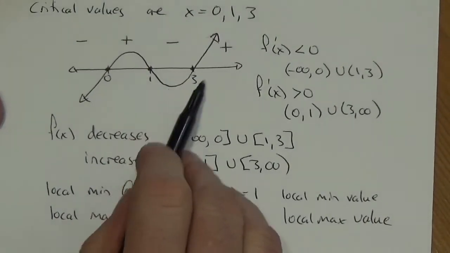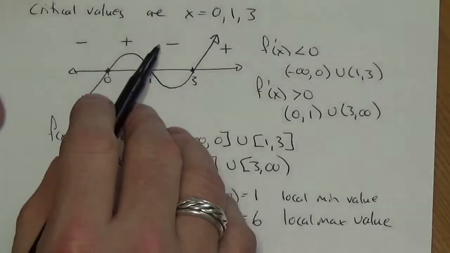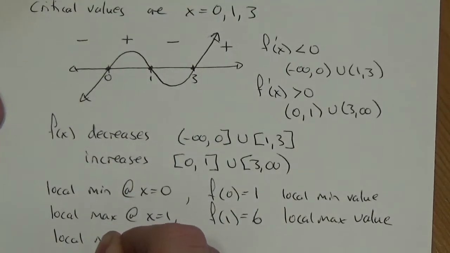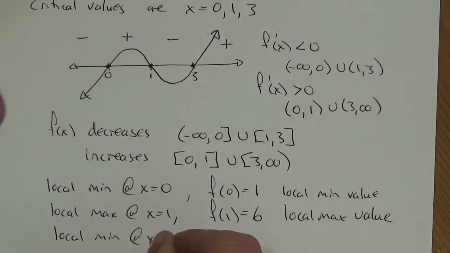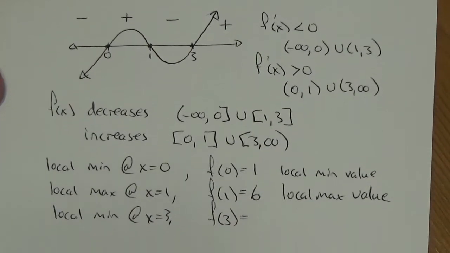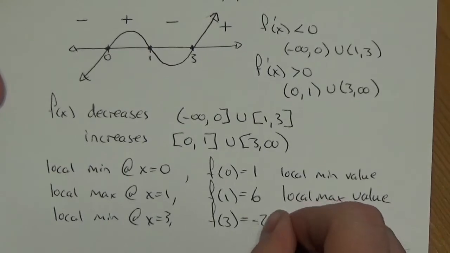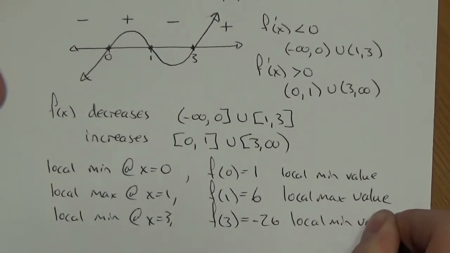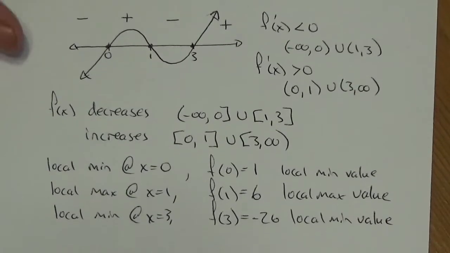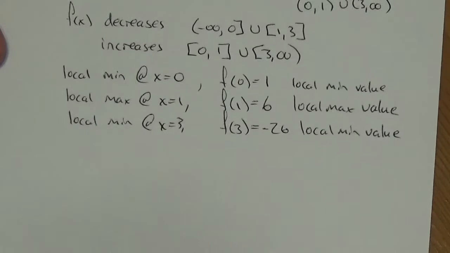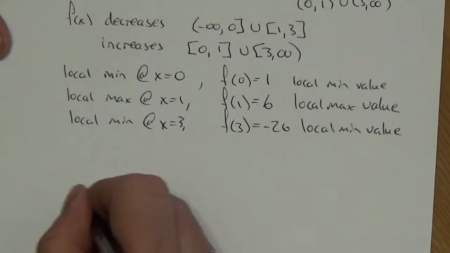And then finally, we've got this 3 here, and we are decreasing to the left, increasing to the right, which makes that a local min at x equal to 3. And if we plug that in, f at 3, I believe we get negative 26, and that makes that our local min value.